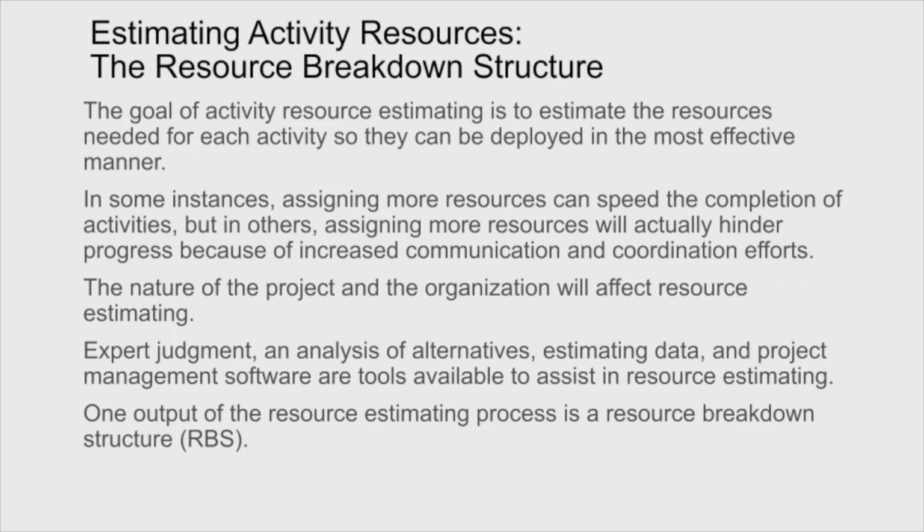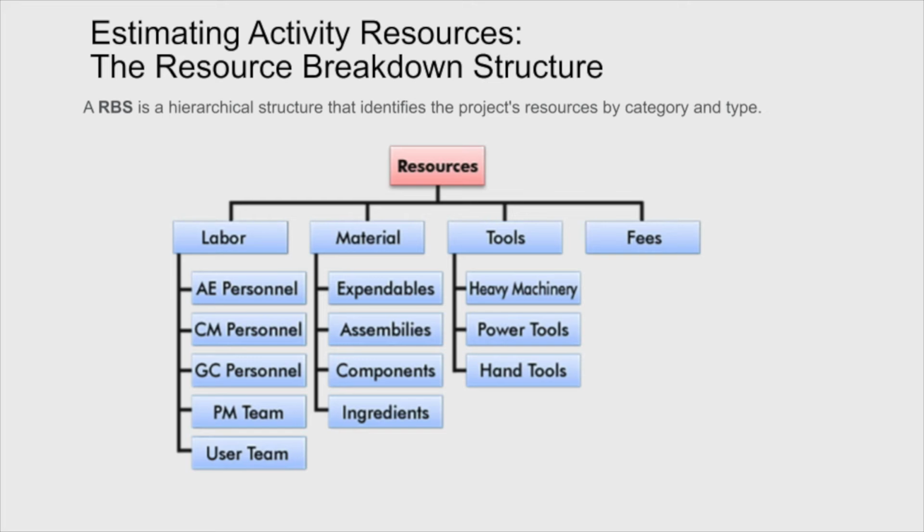So the nature of the project and the organization itself is certainly going to affect the amount of resources. We use things like expert judgment, analysis of alternatives, estimating data, and project management software such as MS Project in order to help figure out what we need in terms of resources for each activity. One output of the resource estimating process is the resource breakdown structure, and you'll find this in project management software. And effectively, it's just a simple diagram that looks at resources and breaks them down into fundamental components.